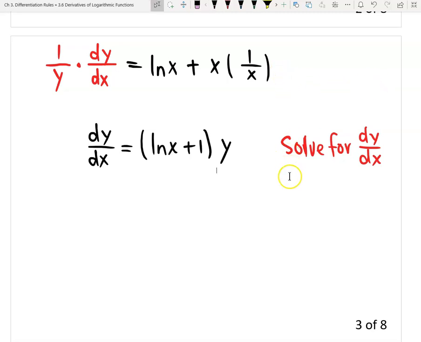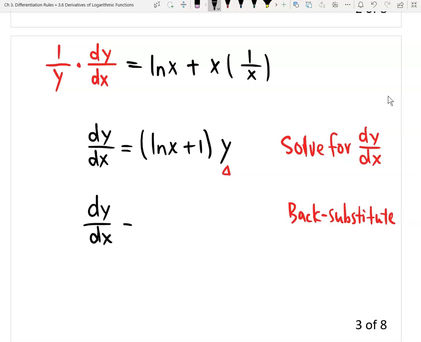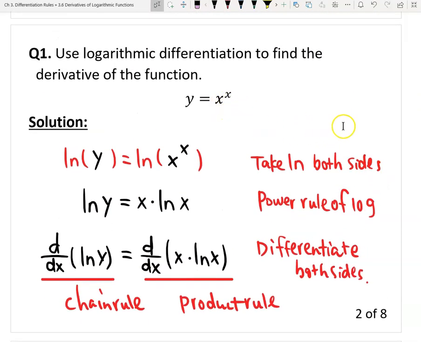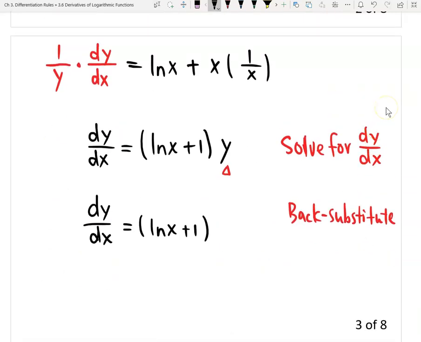And of course, we need to back substitute because y is a function of x. The last step here, I will write, is just to back substitute for this y. Okay, for this y. So let me write down. Almost it for this question. dy/dx equals ln x plus 1 times y. What is y? Go back to see. y is x raised to the x power. So here is just x raised to the x power. Here is the first question.